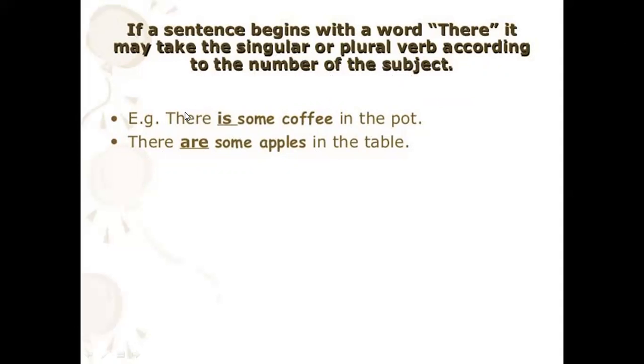So the sentence begins with the word, what is the word? There. It may take a singular or plural verb according to the number of the subject. See the example. There is some coffee in the pot. There are some apples on the table. Here coffee is singular, so it takes a singular verb. Here apples are plural, so it takes a plural verb in the sentence.